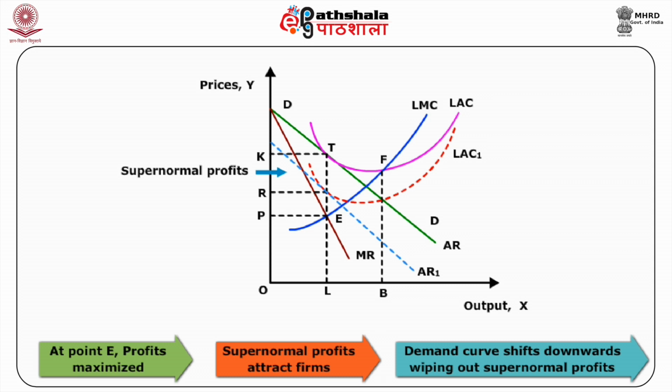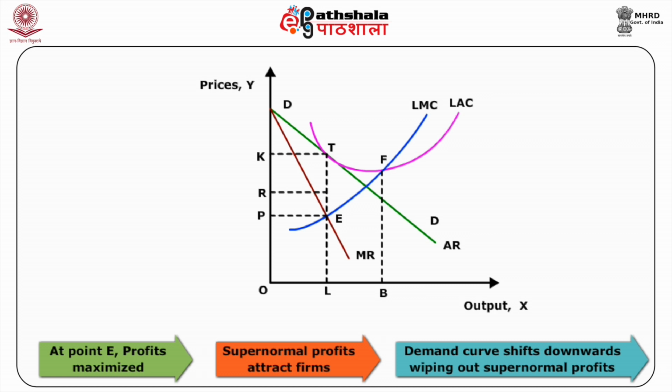As we can see in the diagram, marginal cost and marginal revenue curves will intersect each other exactly vertically below T. Therefore, the firm is in long run equilibrium, setting price as LT or OK and producing OL quantity of the product. Because average revenue is equal to average cost, the firm will be making only normal profits.